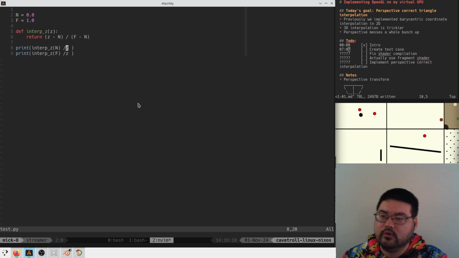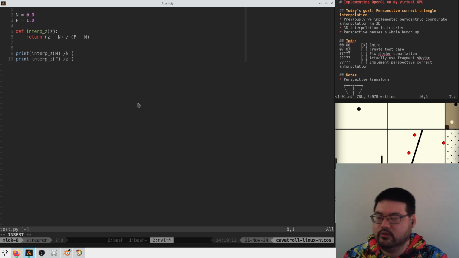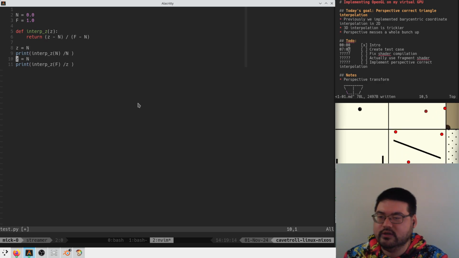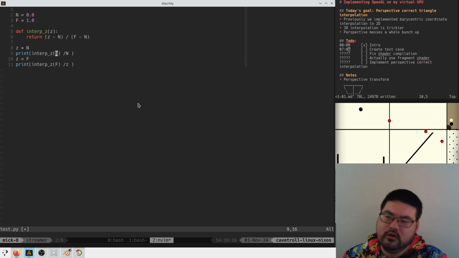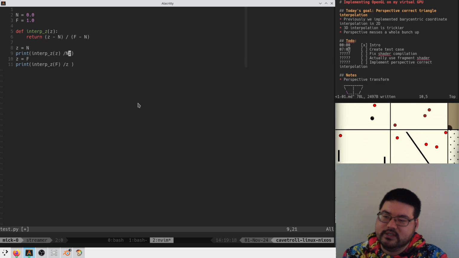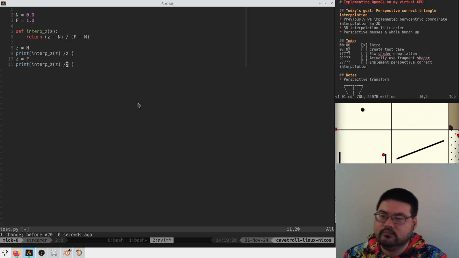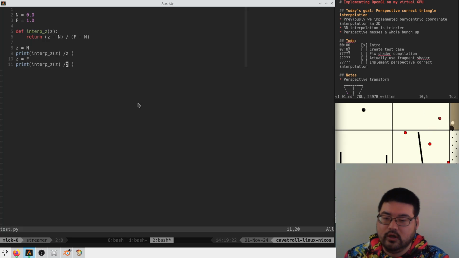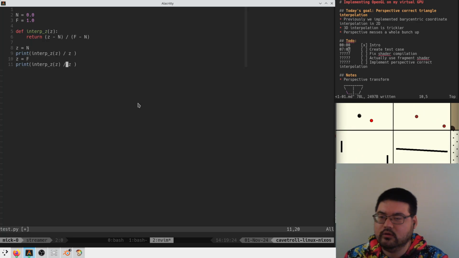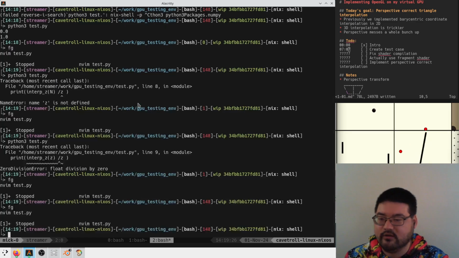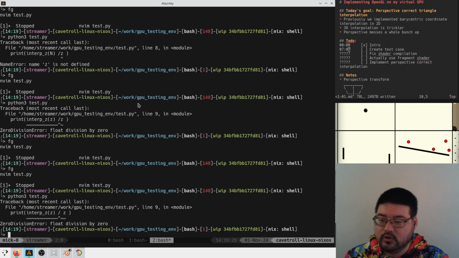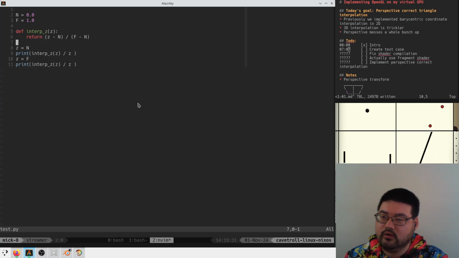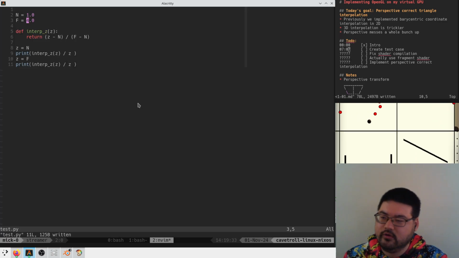I guess we'll do z is equal to n, z is equal to f here. And then we'll use z like this. Boom. He doesn't like that. Why? Is it because of division by 0? Oh, oops. Let's do 1 and 4. That way it won't happen.